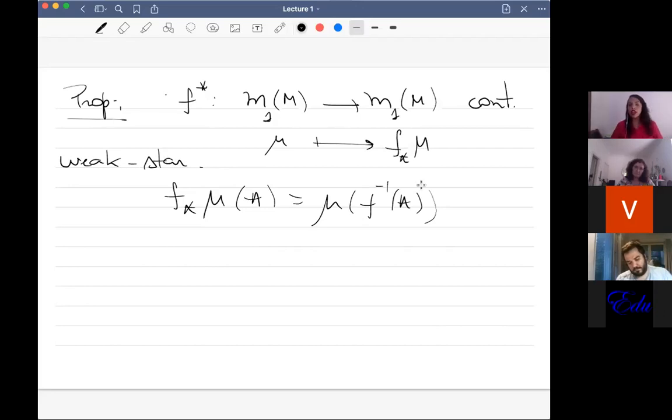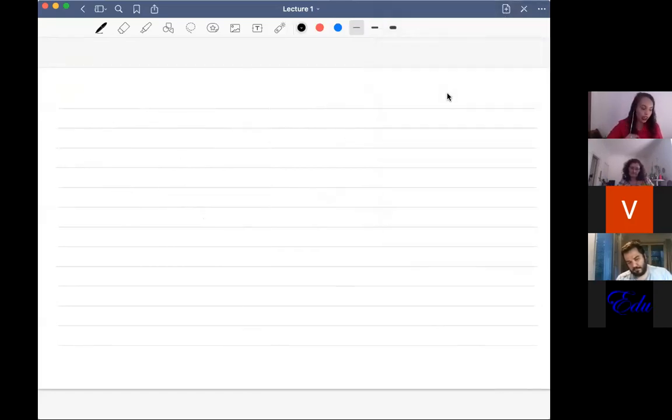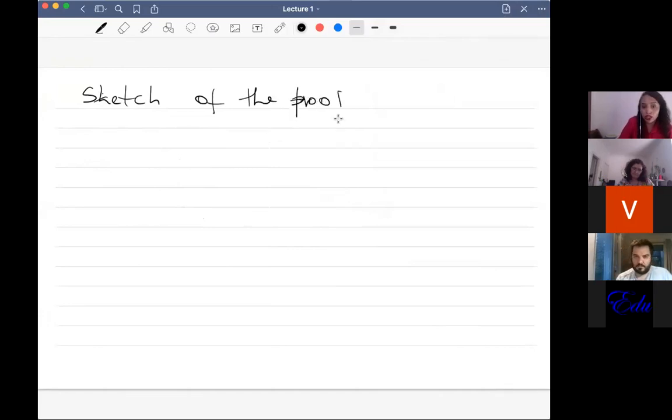It's continuous in the weak star topology, okay? So now we can put together all this information and give an idea of the proof. Once you have all this, we can do the proof in one line. So what's the idea of the proof? We have to construct an invariant measure.